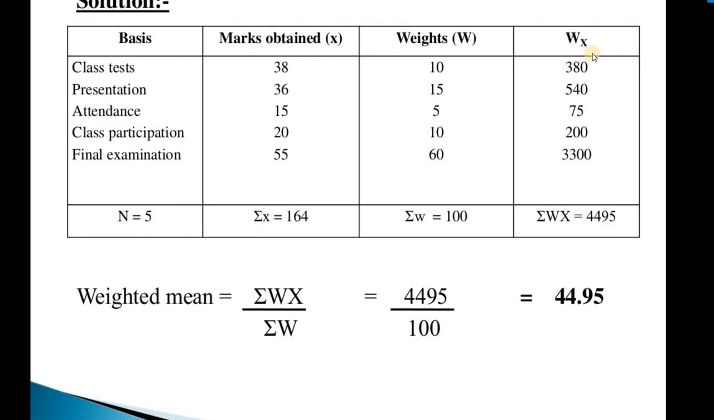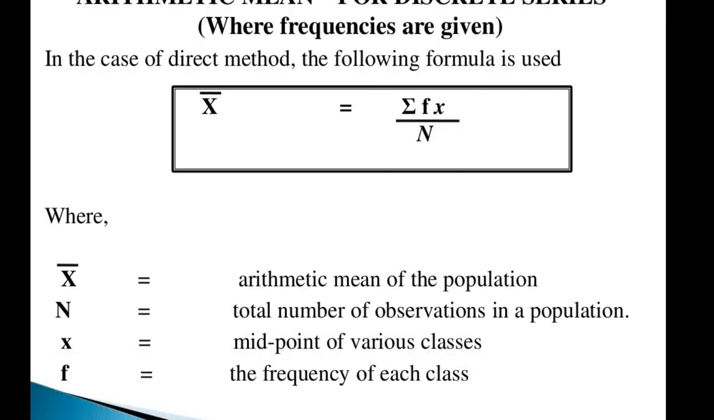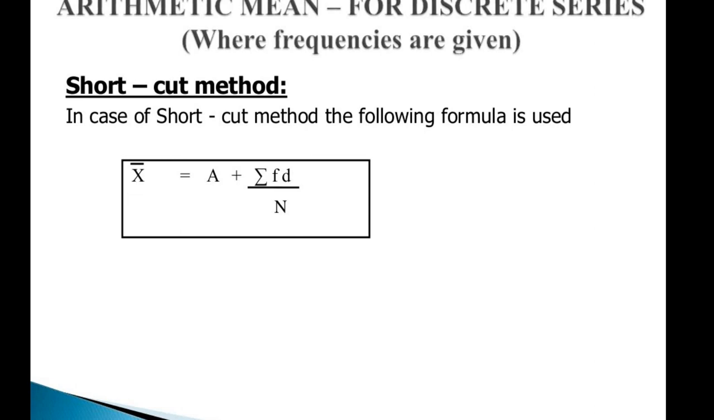Then we need to take the total. Sigma Wx equal to 4495. Sigma Wx divided by sigma W, 4495 divided by 100, answer is 44.95. Okay, then we got the weighted arithmetic mean.